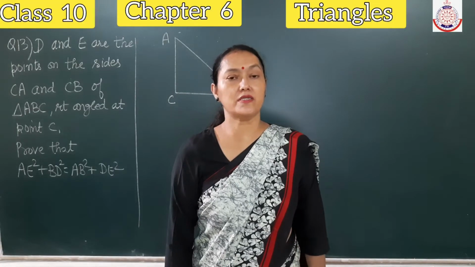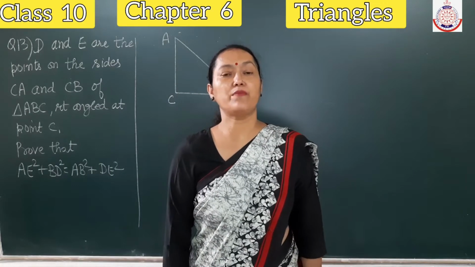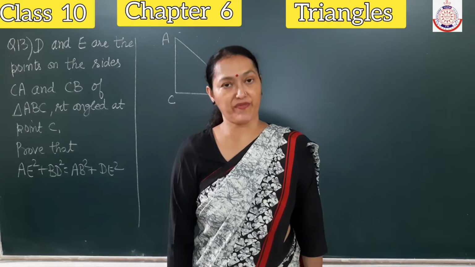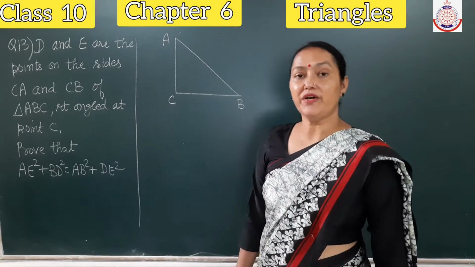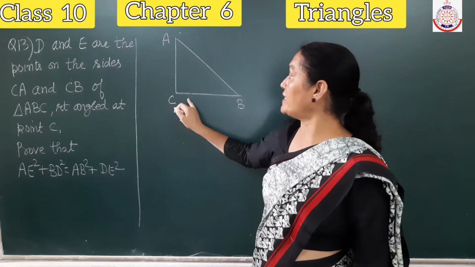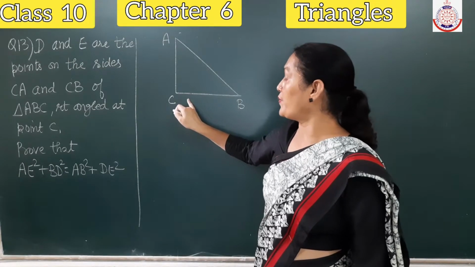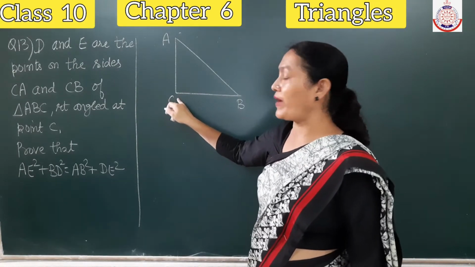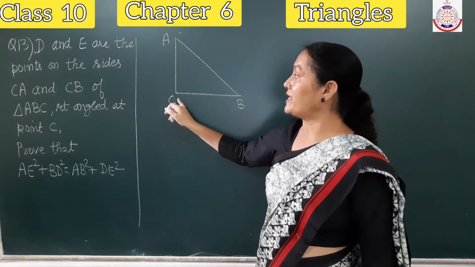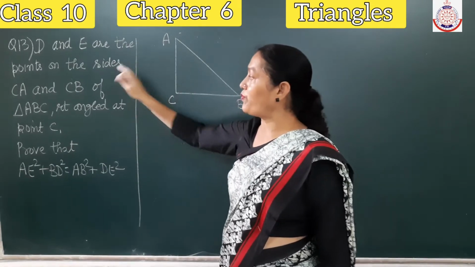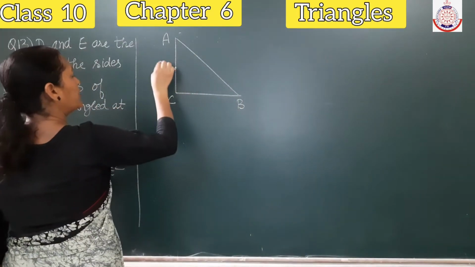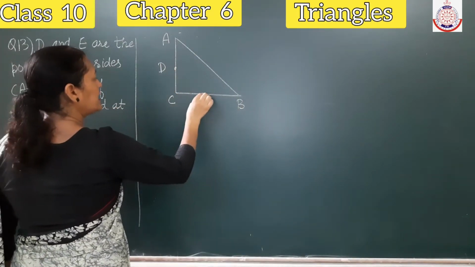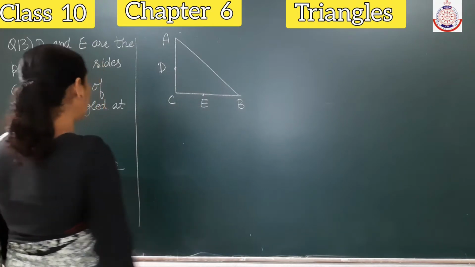Namaste students. In today's lecture, we'll be doing some more questions from exercise 6.5. Firstly, I have taken question number 13, where they have given us a right angle triangle ABC, where 90 degrees is formed at point C. They are saying that D and E are points on sides AC and BC. D is a point on AC and E is a point on BC.